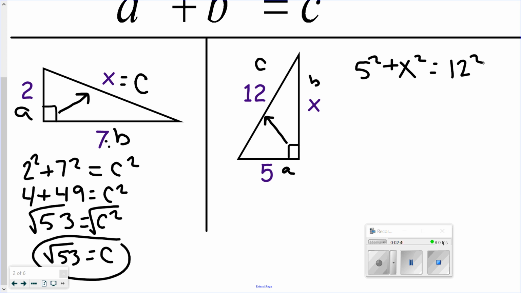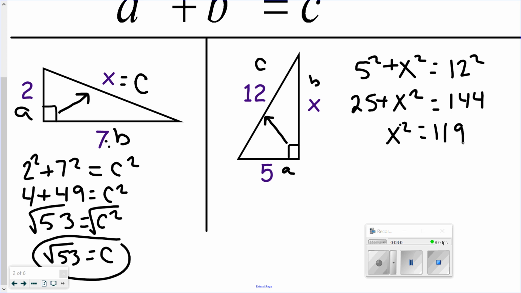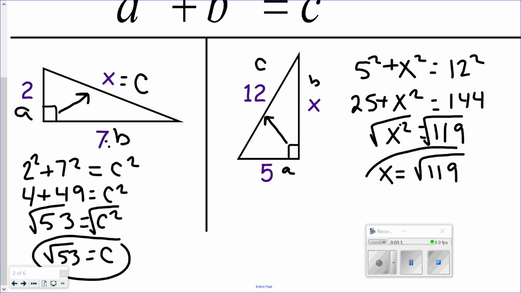So 5 squared is 25 plus X squared is equal to 144. Now I need to get X by itself, that's the whole point here. So I'm going to subtract 25 from each side. So I end up getting X squared is equal to 119. Same thing, I don't care about X squared, I want X, so square root each side. And X is equal to the square root of 119. And I'm going to keep it like that because the square root of 119 is not pretty.